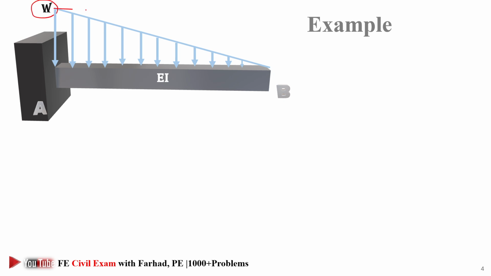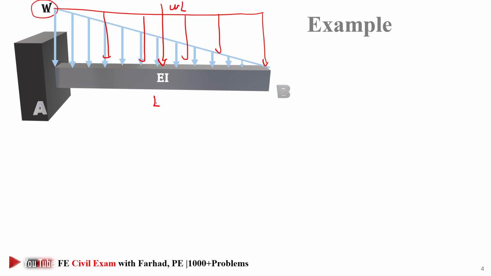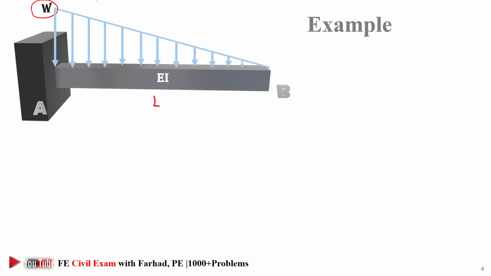If we have a rectangular loading, the resultant is applied at the center, and that's equal to the load times the length, assuming the length of the beam is L. For our case, the resultant is half of WL, and the location of the resultant is 1/3 of L for a triangular loading.